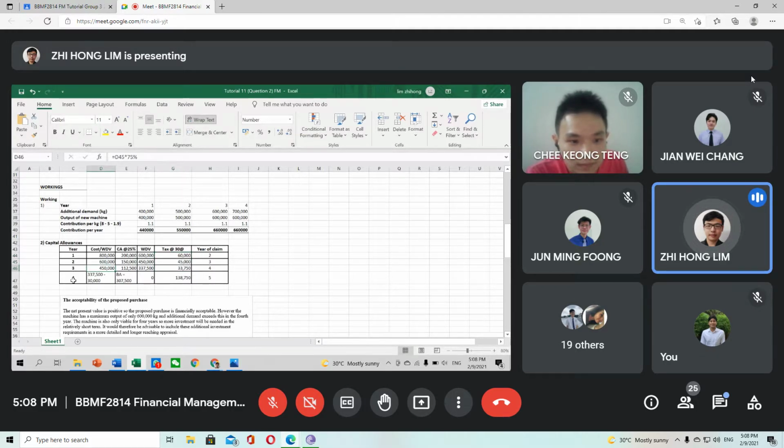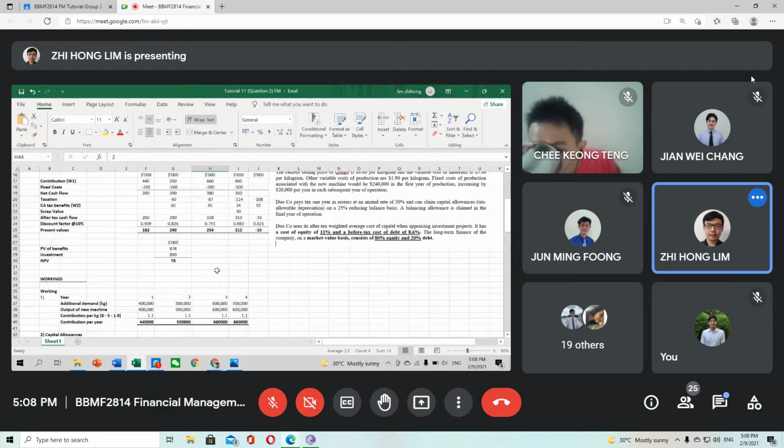So for year 4, we use the previous year's tax, 33,750 minus 30,000, and we find the balancing allowance. Yeah. Then the tax claim is in the next year, for every year's claim of capital allowance.